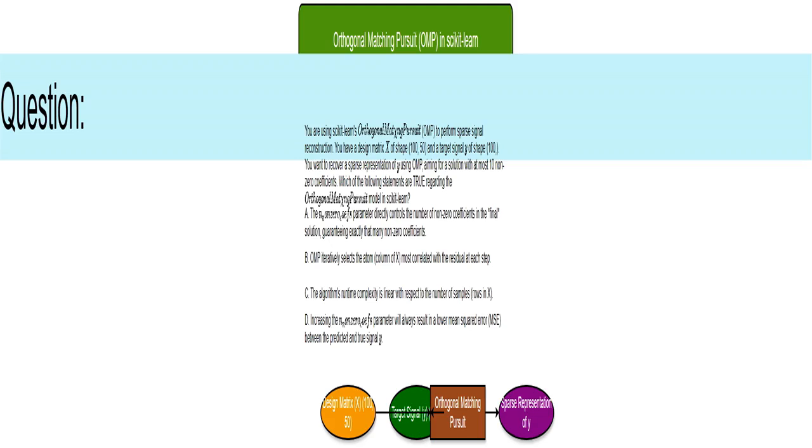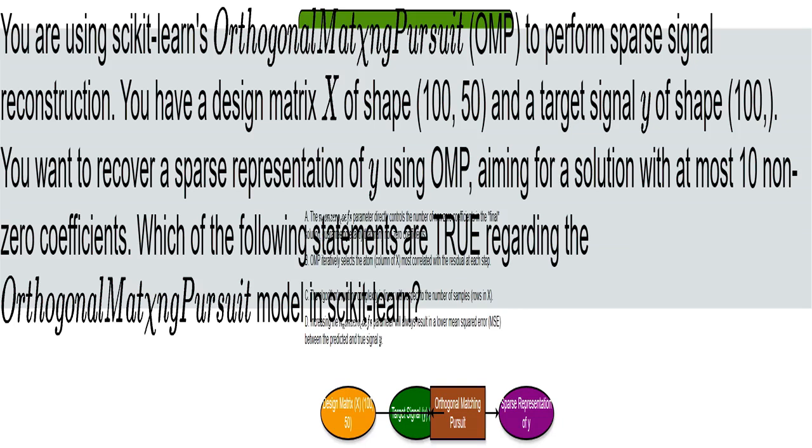We're tackling a multiple-choice question that tests how well you understand OMP and how it works. I have a problem where I'm trying to reconstruct a signal, Y, using a technique called orthogonal matching pursuit. I have a matrix X which represents my data, and my goal is to find the most important parts of this data to represent the signal in a simplified way. I want only at most 10 non-zero values.